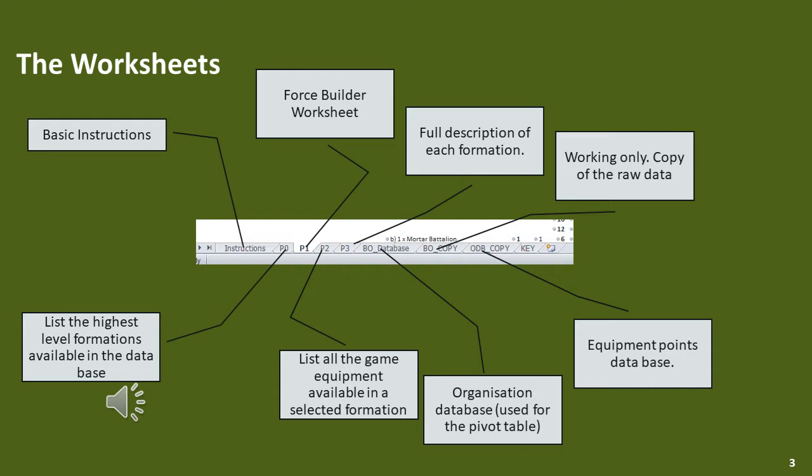There is an instruction worksheet used by users and dataset loaders. The P0 worksheet lists all the level 1 formations, the full name and its short name. Level 1 basically is divisional or core level. The P2 worksheet lists all the equipment used in a formation. The P3 worksheet is a full description of the level 1 formation. The BO database is a database used to build the pivot tables. The BO copy is a working spreadsheet where the raw data is loaded from another spreadsheet to build the data used in the BO database. ODB copy is a database of points values. Key, the worksheet key, is used by the various pick lists.